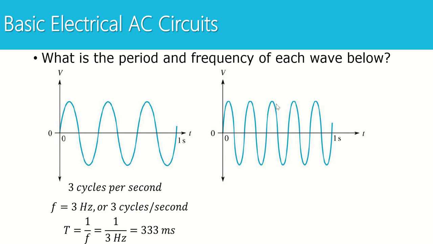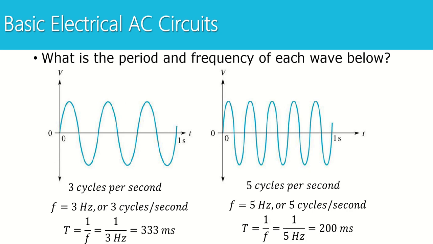For the one on the right, we have 1, 2, 3, 4, 5 cycles. 5 cycles in 1 second. So that means our frequency is 5 hertz, or 5 cycles per second, meaning our period is then 1 over 5, or 200 milliseconds. So if the frequency is larger, the period is smaller.